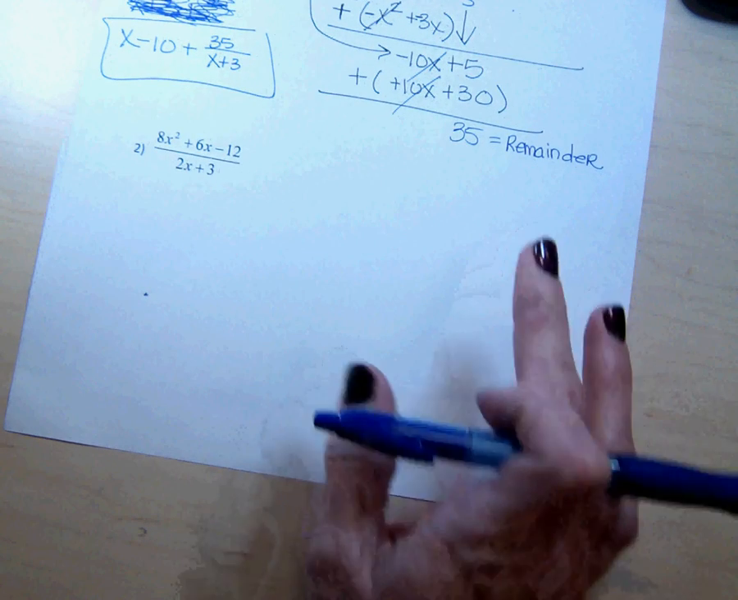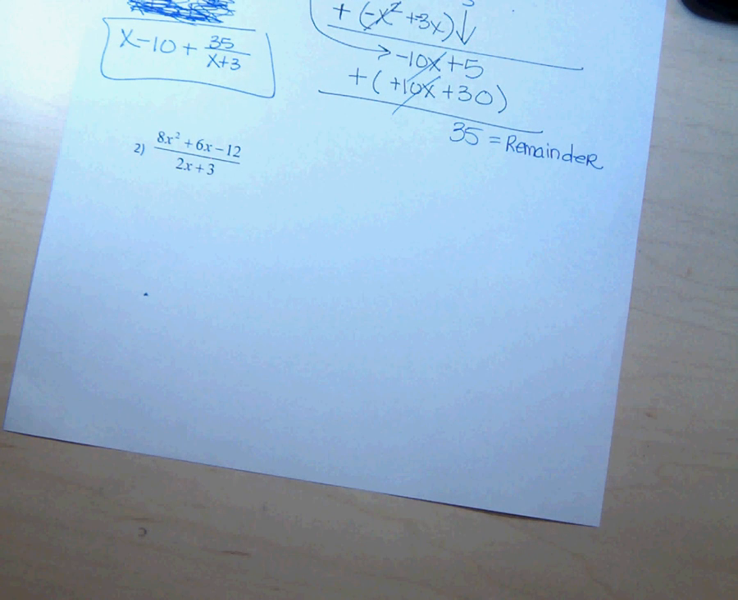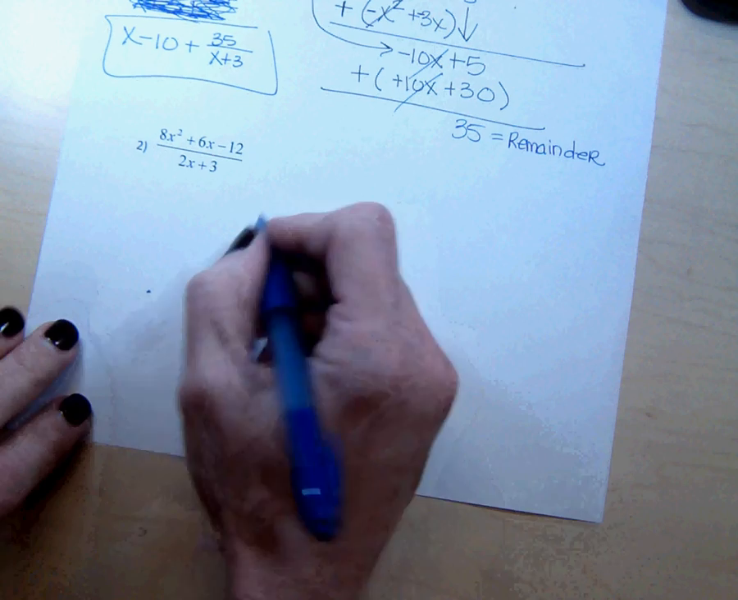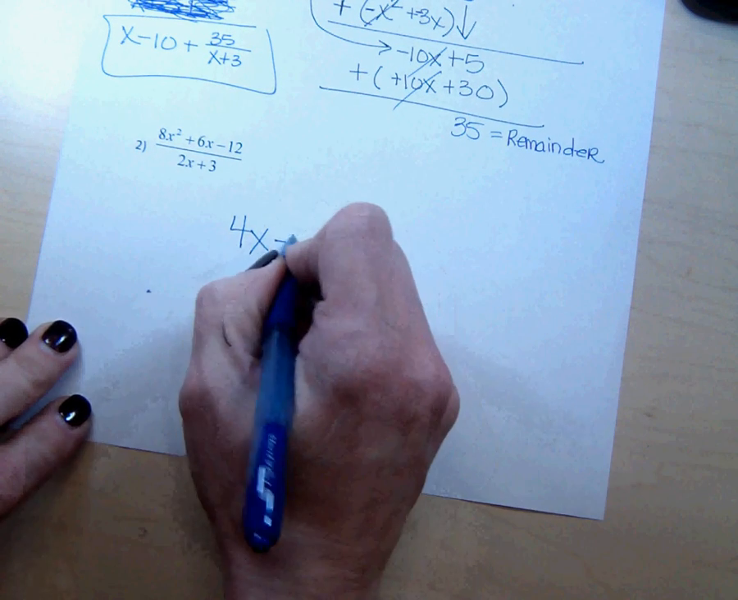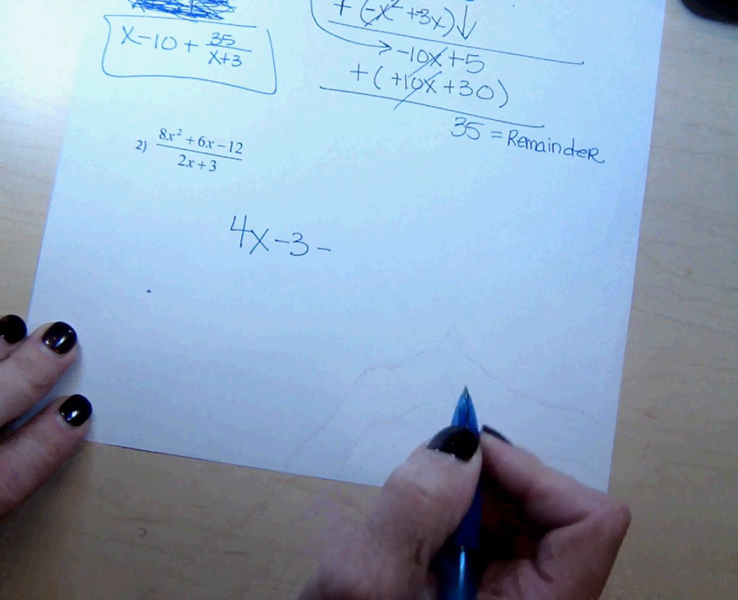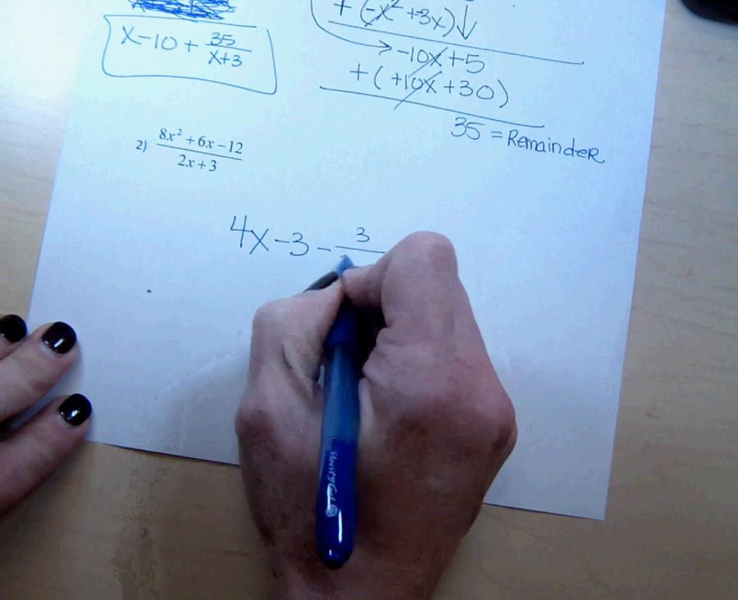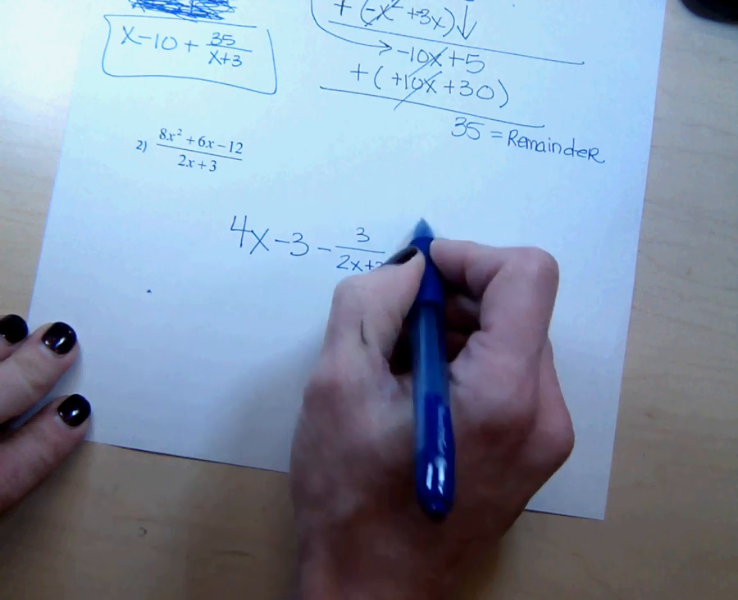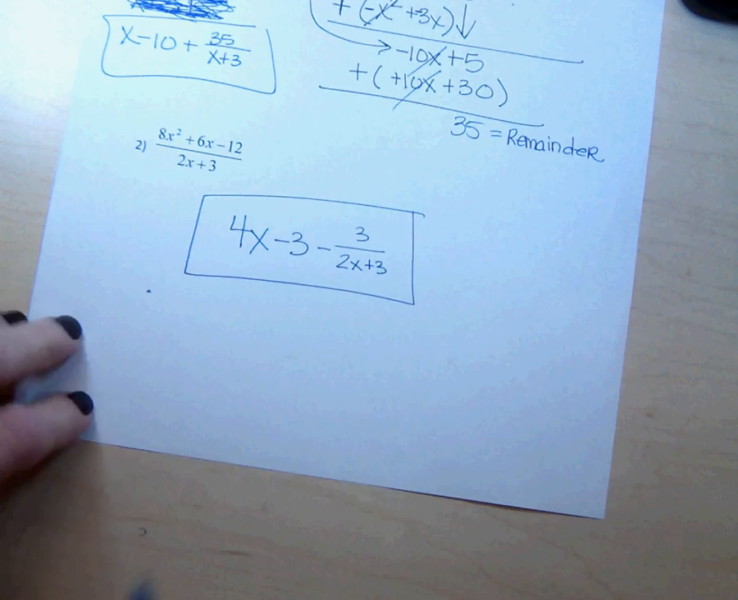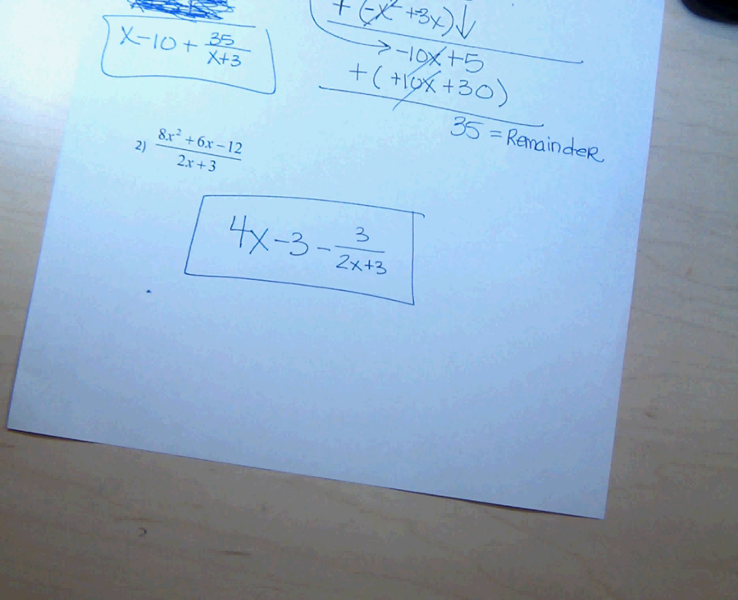All right, let's look at the last one. What I want you to do is try this one on your own. I'm going to give you the answer: 4x minus 3 minus 3 over 2x plus 3. So do that one on your own. Now you know the answer, so you can go through the steps and see if you can come up with the same results. Happy practicing!